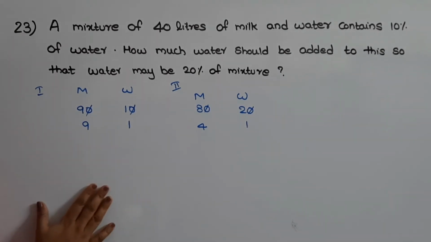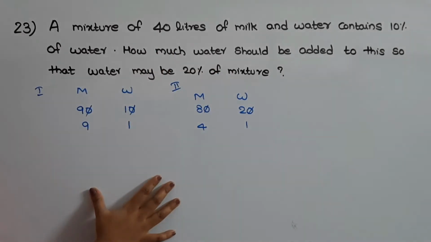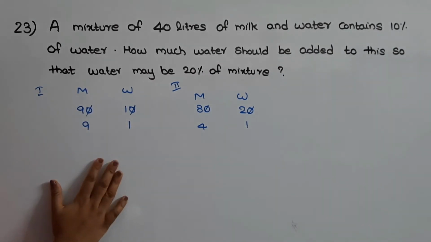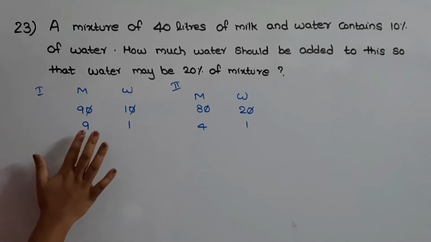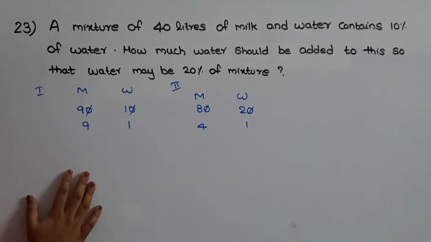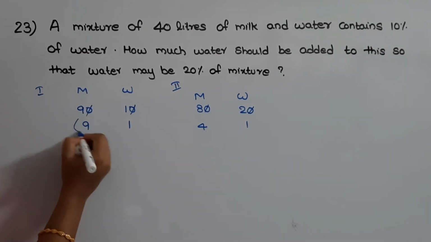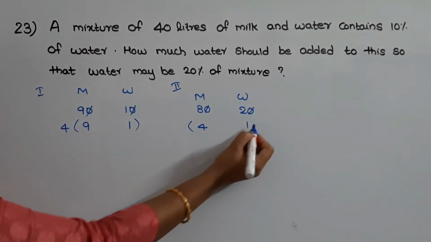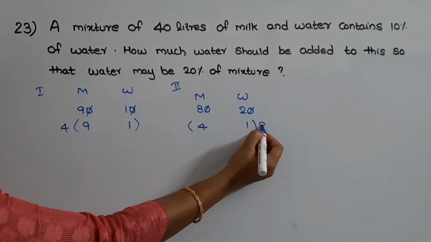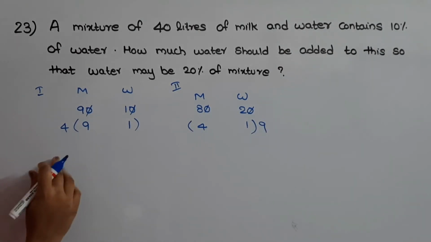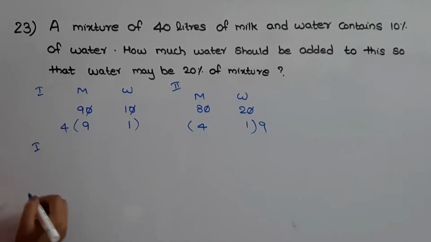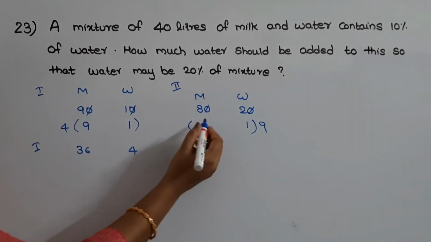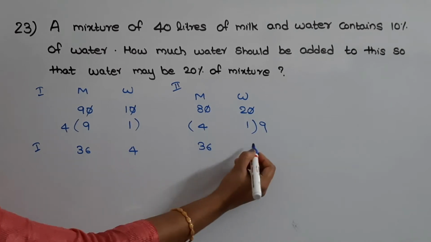Now in this question also only water is added. So the value of milk should be same in both the ratios. Okay. So in order to make the value of milk same in both the cases, multiply this entire ratio by this 4 and multiply this ratio by this 9. Okay. So what will be the ratio of milk and water? Now in the first case, that will be 36:4 and here it will be 36:9.